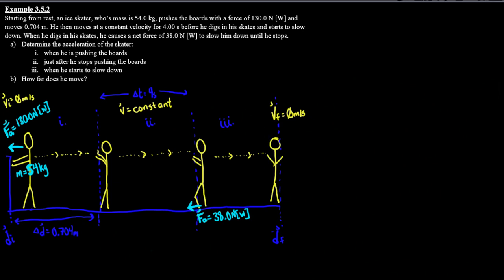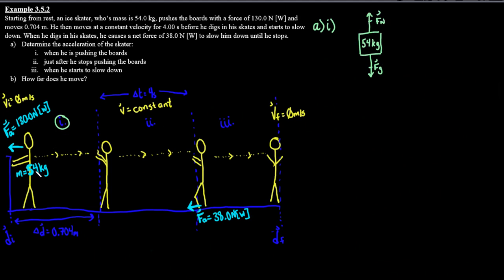Okay, so for the first part, let's look at a free body diagram of our situation. So we know our guy's mass is 54 kilograms. Okay, and we know the force of gravity is acting on him, and because he's on a horizontal surface and not accelerating up or down, there's a force of normal that is going to be equal and opposite to that force of gravity.